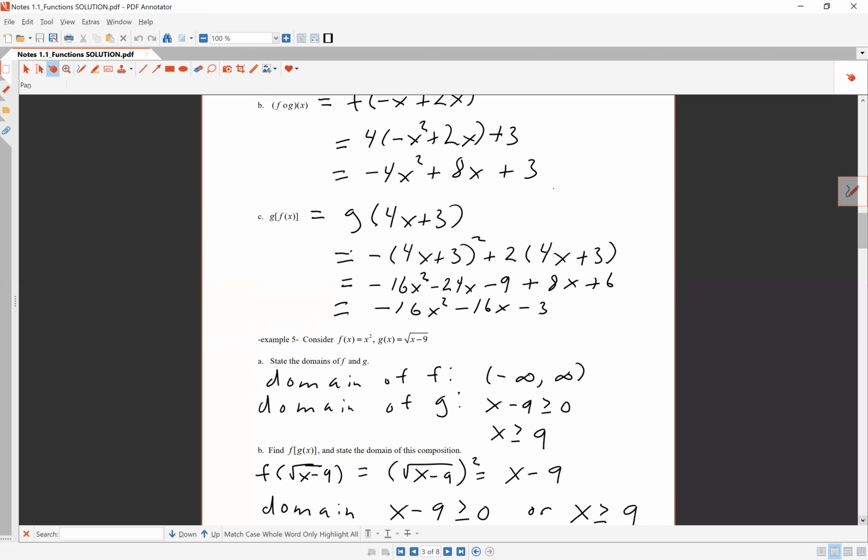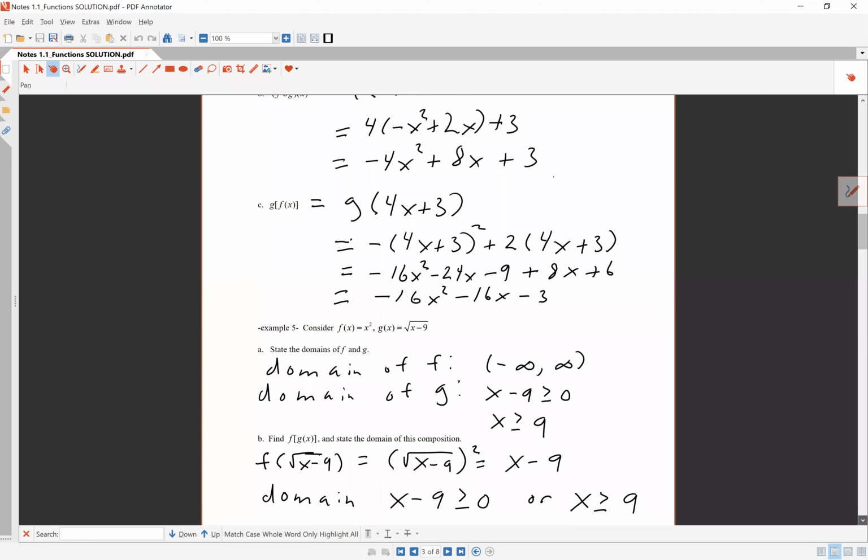Okay, so now let's do some function composition again, and we're going to compute.